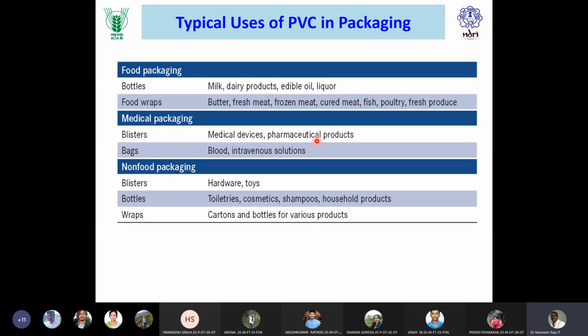Typical uses of PVC, not just in food packaging. Still, we use it for some of these applications, but let me tell you, for milk and dairy products, it is hardly used in the current scenario. And for edible oil and liquor, in some places it is still being used, but it is not suggested by any of these industries to use it with food packaging. But meat, yes, it is still largely used across the world.